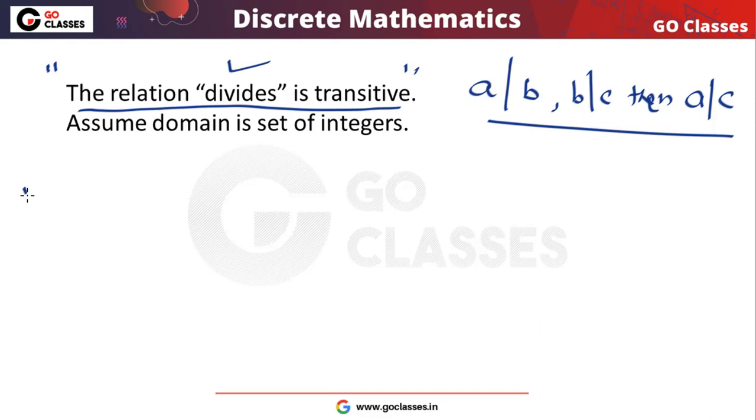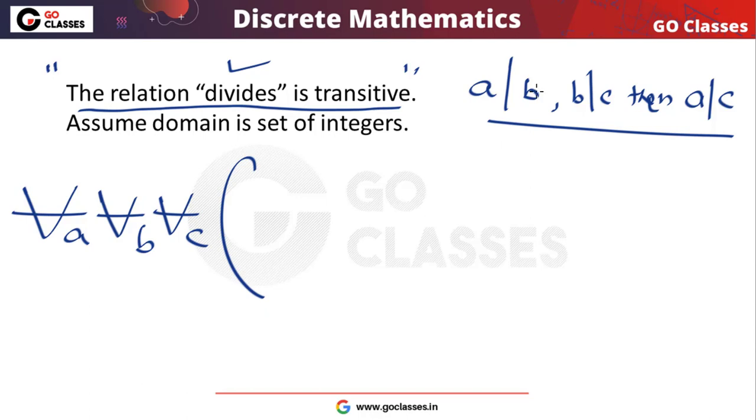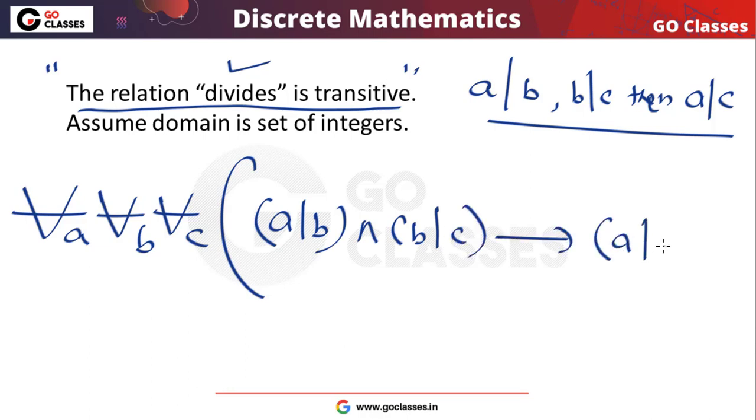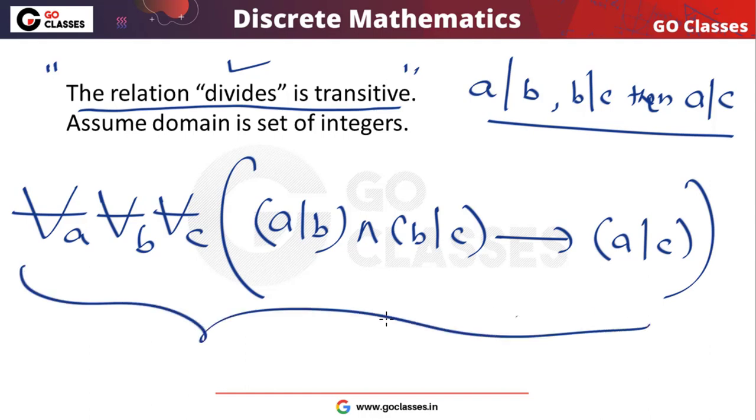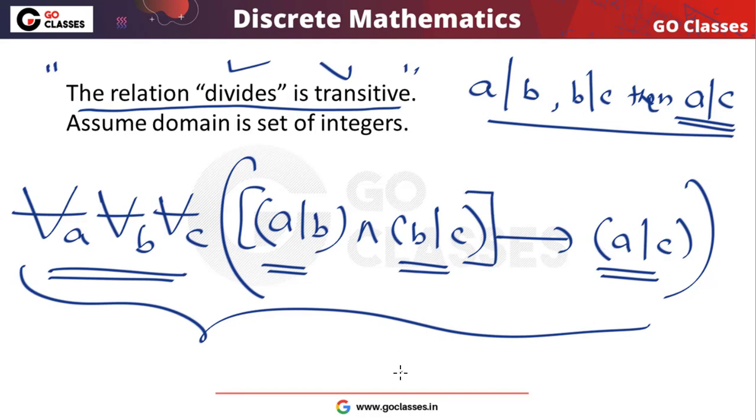So basically we are saying that for all A, for all B, for all C, for all three numbers, if A divides B and B divides C, then A should divide C. So this is the expression. Very simple. Just use the definition of transitive. This statement is saying that if A divides B and B divides C, then definitely A should divide C. So for all A, B, C, if A divides B and B divides C, then A should divide C, correct?